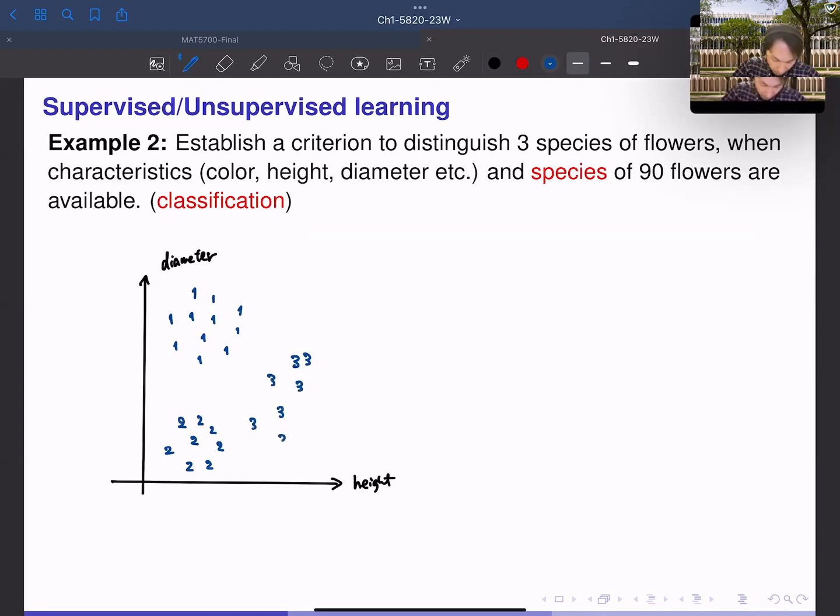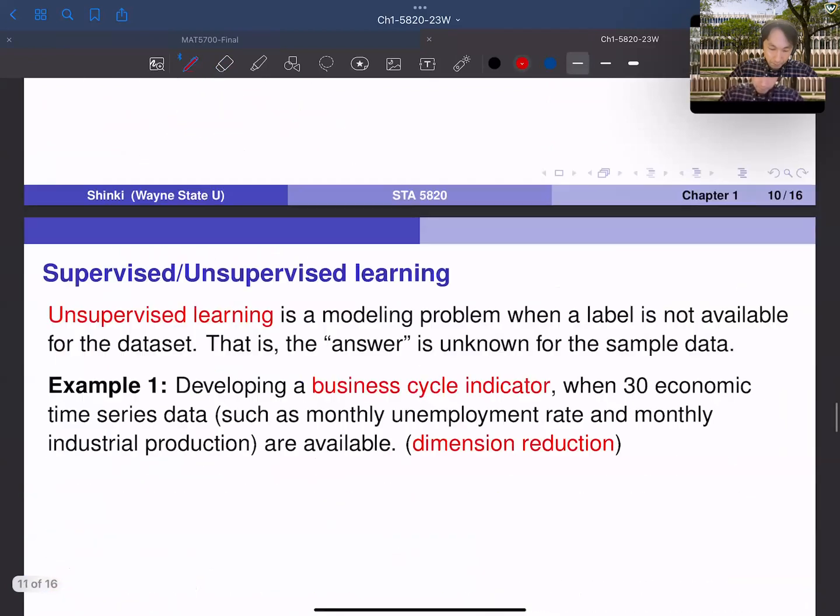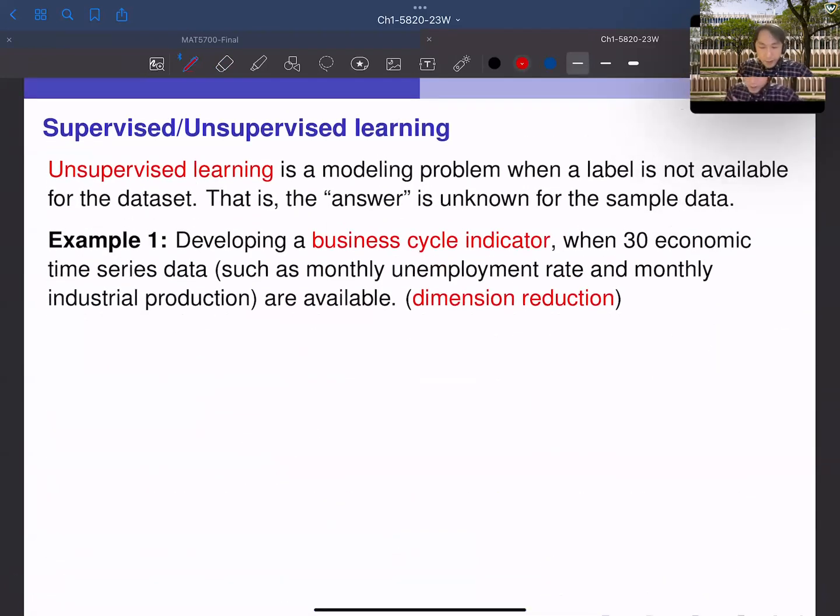Maybe somewhere it is a little bit harder to distinguish, because maybe 2 and 3 are like this. But still, it's clear which flower is in species 1, and which flower belongs to species 2 and species 3. Maybe we need some criterion like this to distinguish 1, 2, and 3. So this is a typical classification problem. And in 5030 or many other statistics courses, only supervised learning has been covered.